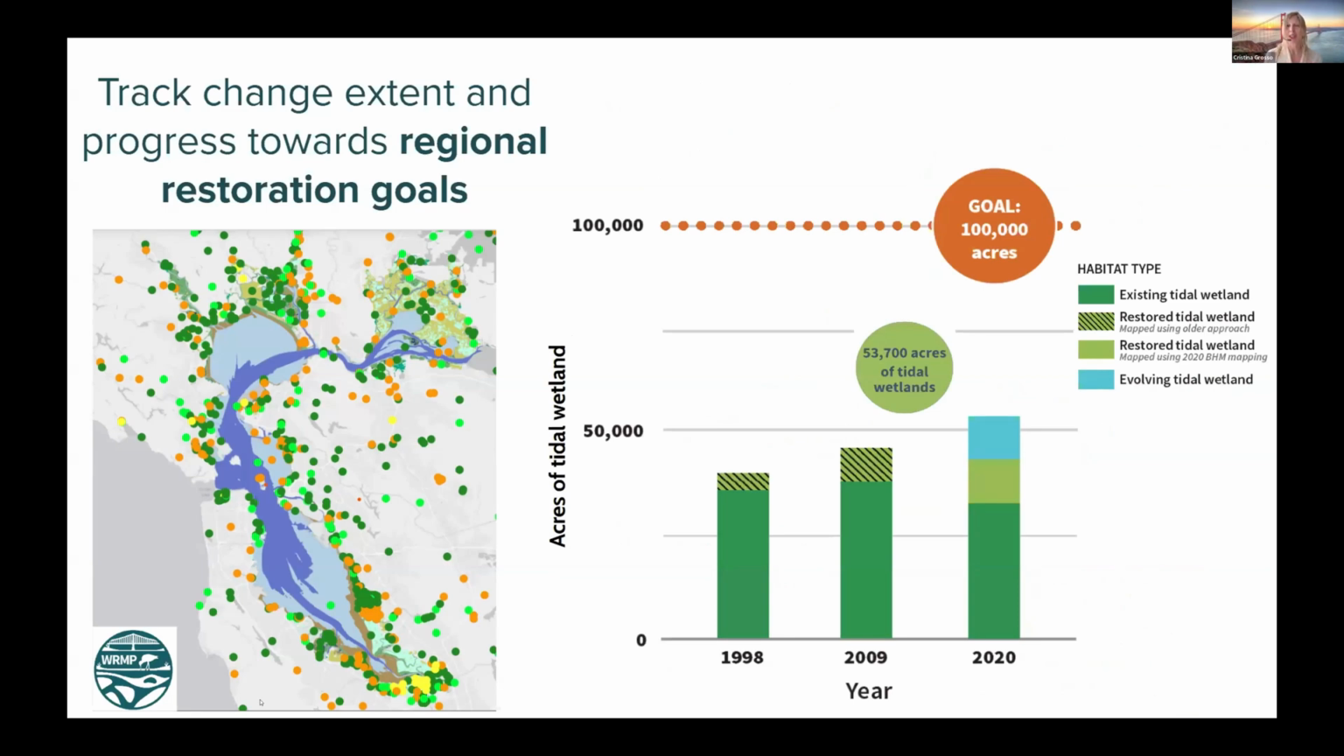our 100,000 acre goal. And so what's exciting about this is that in addition to the existing habitats for tidal wetlands that are shown in green here, we can also include evolving tidal marsh. And this information is taken from Project Tracker, which indicates projects that have been restored but have not evolved into vegetated tidal wetland. And that's shown in that blue bar on this graph.